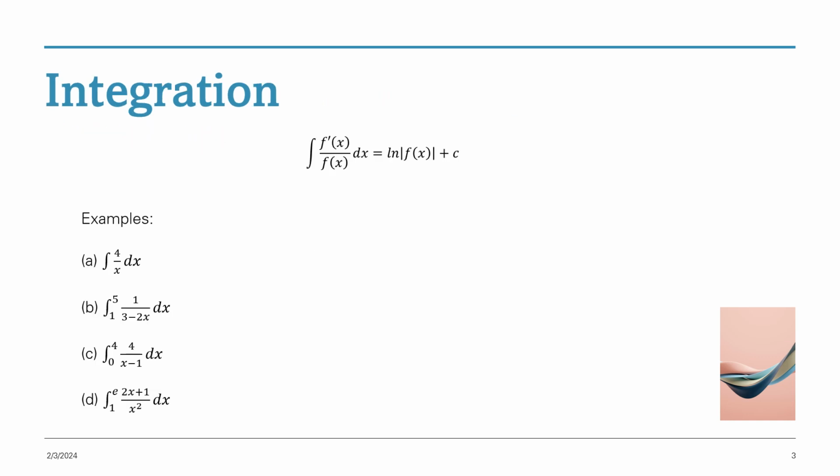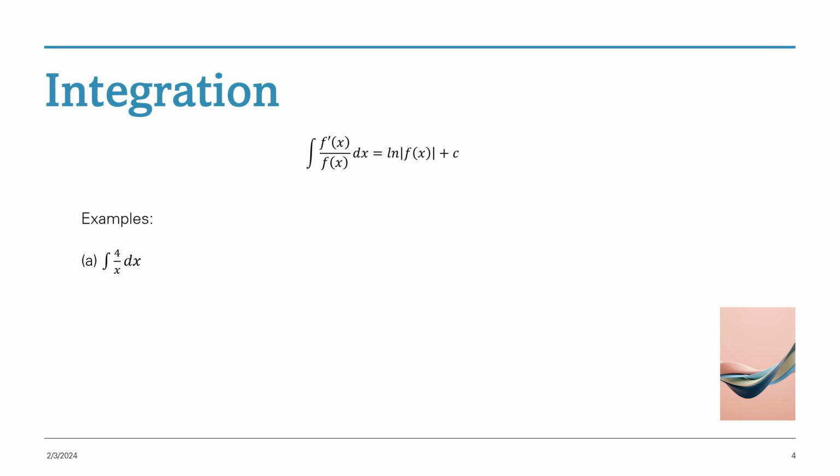So we're going to have a look at 4 examples. The first one's going to be an indefinite, so make sure you put the plus c at the end, and the other 3 are definite. So that's where you'll sub in the top number minus subbing in the bottom number. So for our first one, the integral of 4 over x.